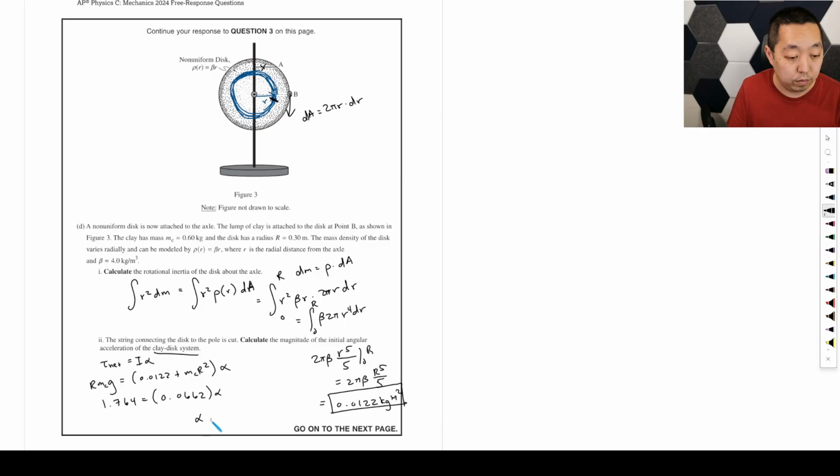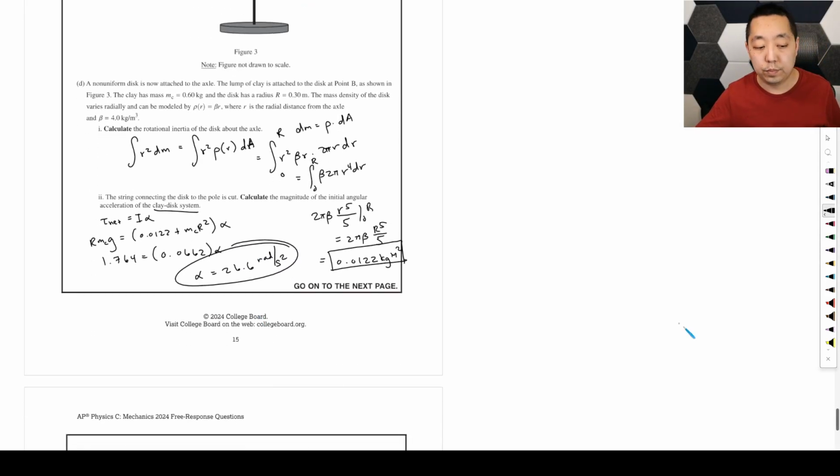It wasn't that negligible. And then we're just going to take that 1.764 and divide it by that. And hopefully I did the calculator correctly. I get 26.6 radians per second squared. Like that. And that's it.